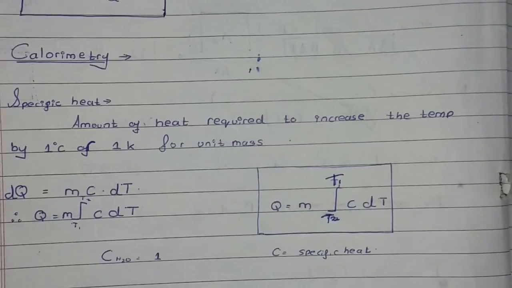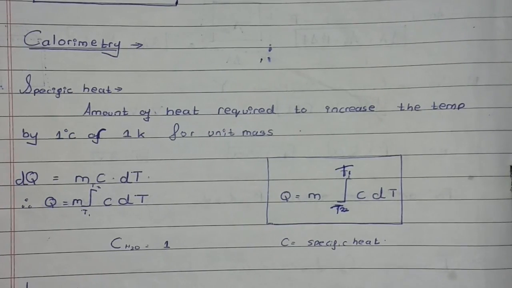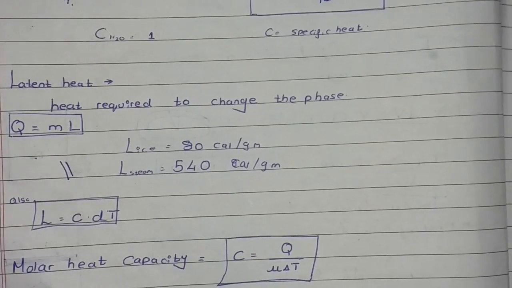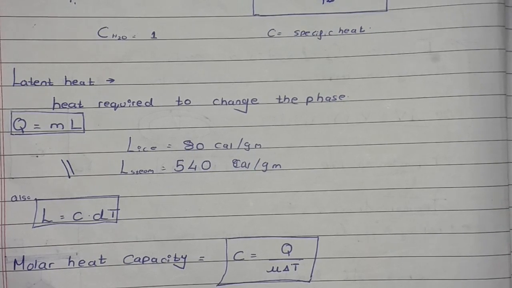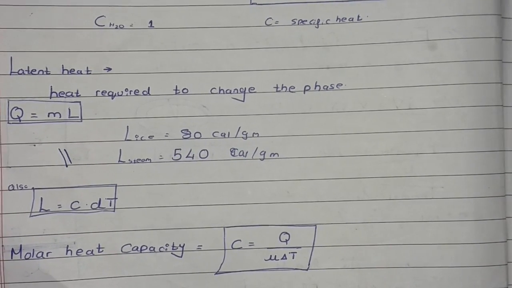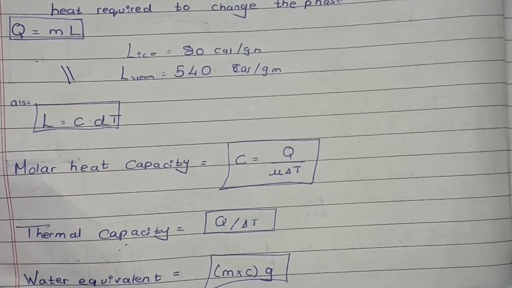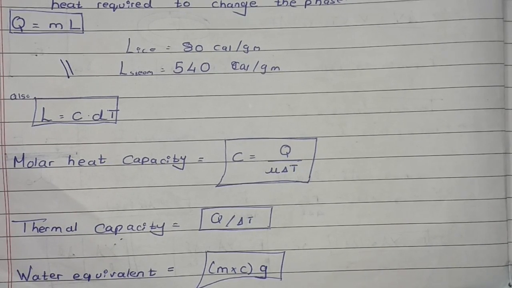Simple formulas. The calorimetry, where specific heat is required to increase the temperature by 1 degree Celsius: dQ equals m c dT, Q equals m integral of c dT, where c is specific heat, and it differs from compound to compound. Latent heat required to change the phase: Q equals mL, where L equals c dT. Molar heat capacity comes where C equals Q upon nu dT. Thermal capacity is Q upon dT. Water equivalent is mcg.